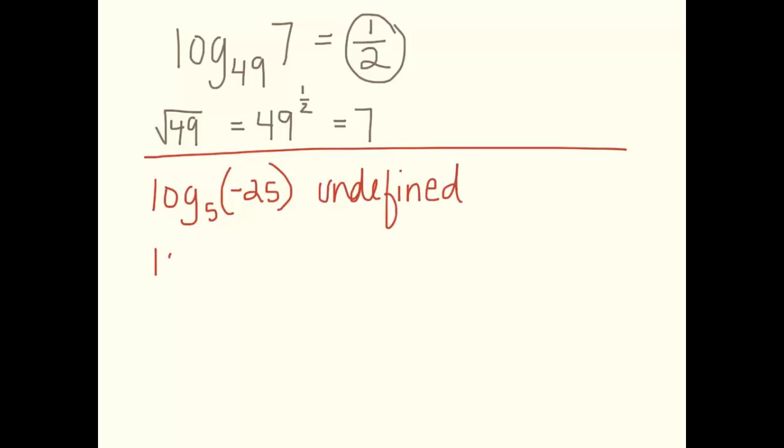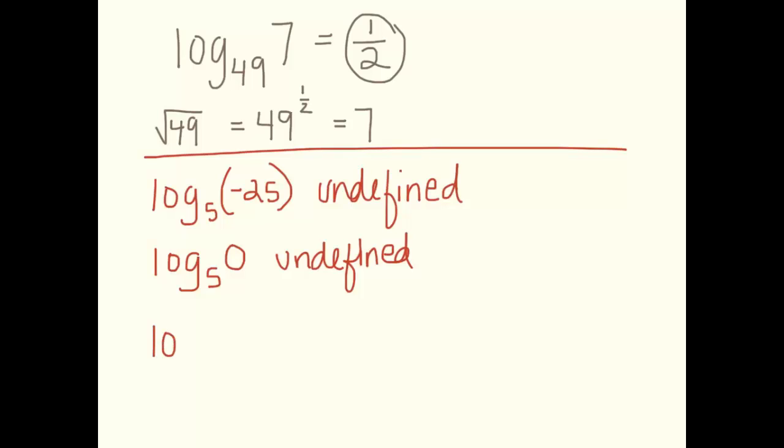What if I asked you for log base 5 of 0? 5 to the what power is 0? Again, if you're having trouble, there's good reason. This is also undefined. So if I'm trying to find the log of a number, I have to be sure that the number that I'm finding the log of is positive. It can't be 0 and it can't be negative.